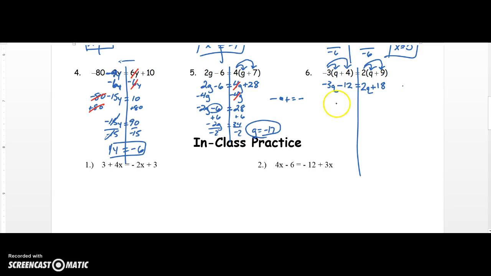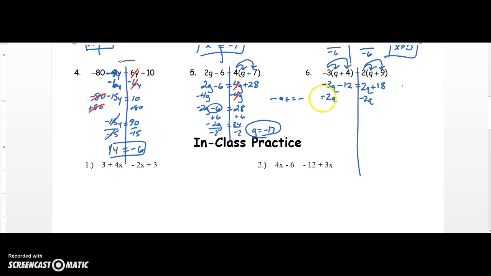Now we're going to go ahead and start solving. You have q's on both sides. Move them to the left. Always move to the left. I don't care if it's positive or negative. Stay consistent. So 2q, how do we get rid of a positive 2q? We have to subtract 2q on both sides.